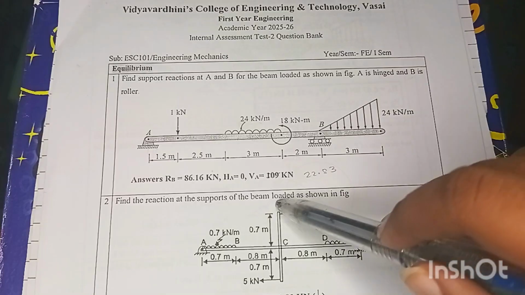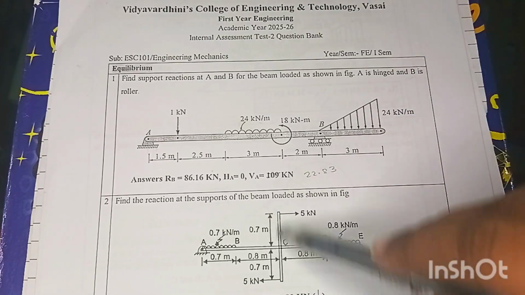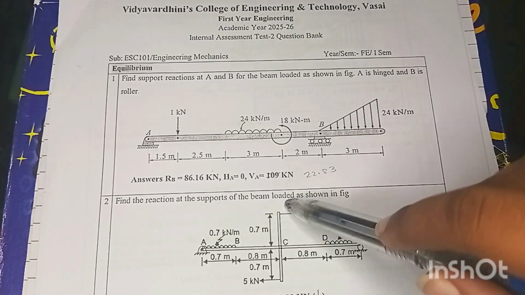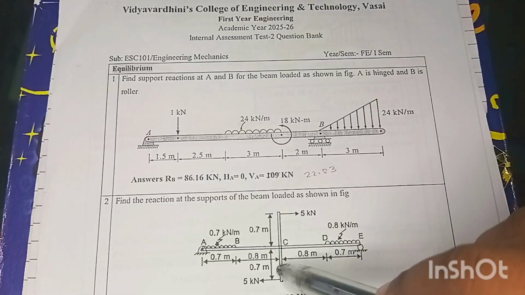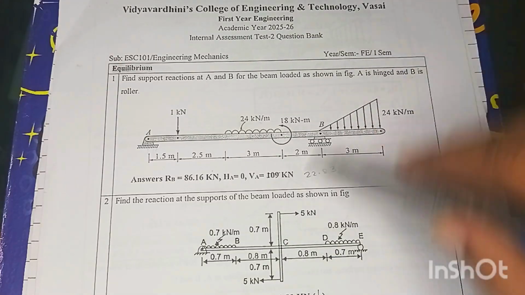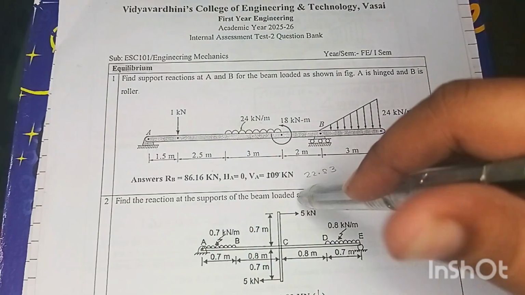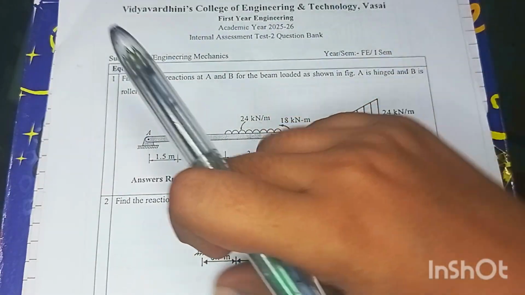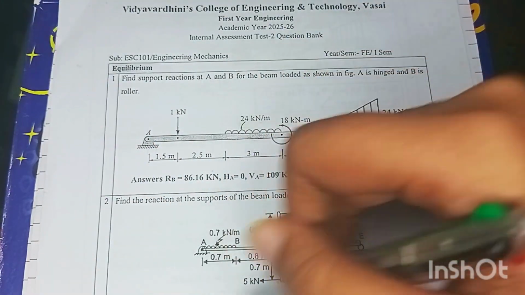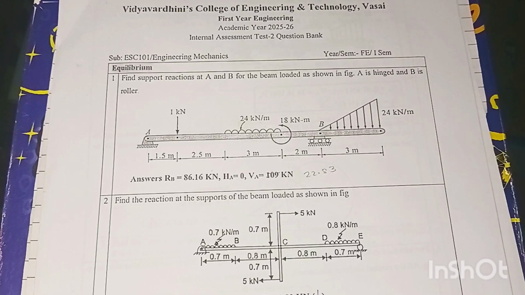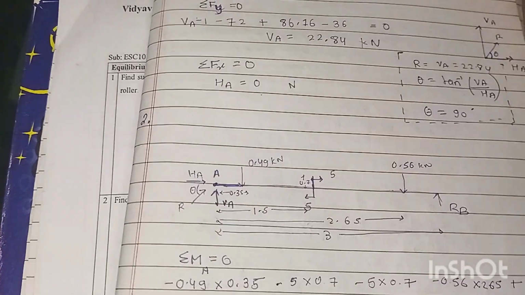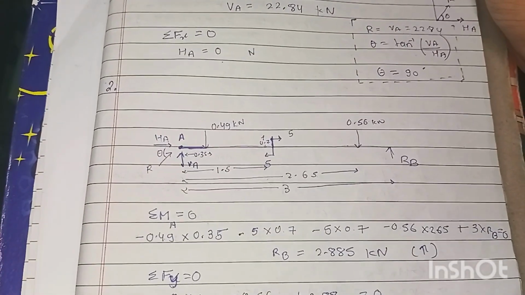Take the distance, and for the summation of Fx, these two forces are going to be cancelled, and for moment you can consider both directly or otherwise take one by one. Like this is going clockwise, so minus 5 into 0.7, and this is also minus 5 into 0.7, and the remaining things are the same. So this is the solution of question number 2.